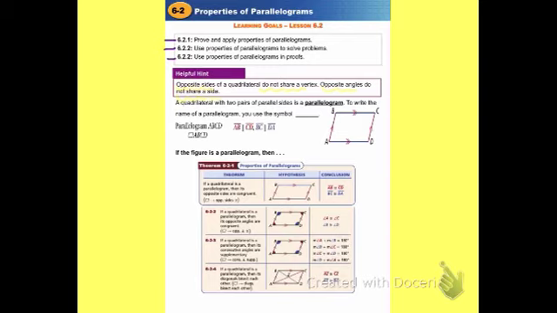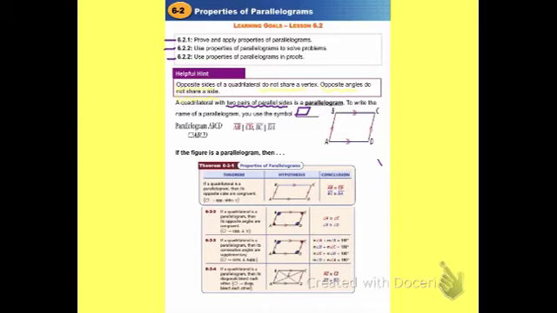So what's the definition of a parallelogram? A quadrilateral with two pair of parallel sides is called a parallelogram. To write the name of a parallelogram, much like we did with triangles, you would put a symbol in front, and we actually just draw a little parallelogram symbol. And that's kind of to distinguish.